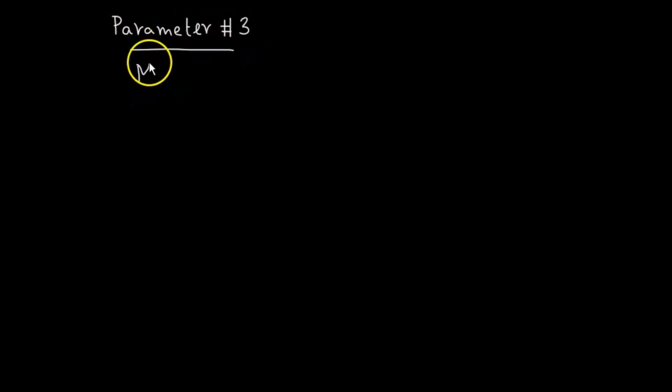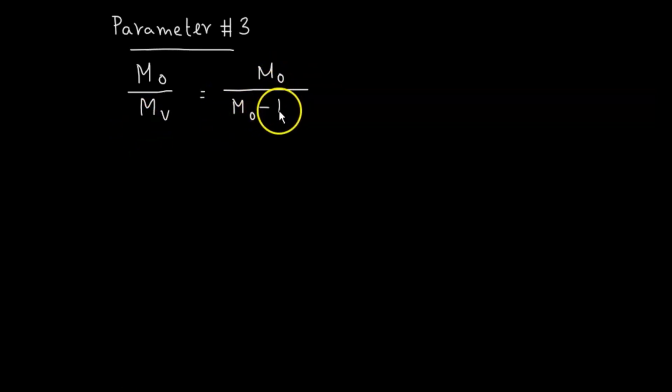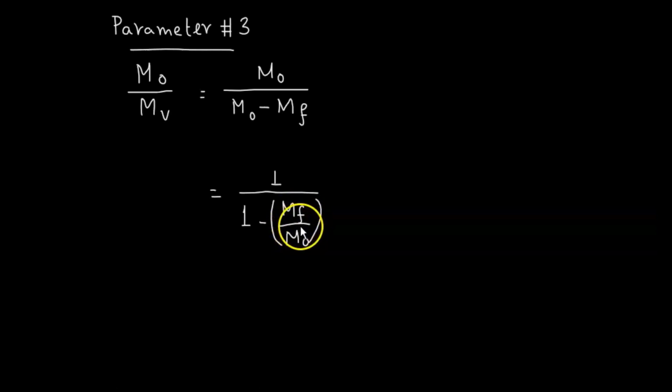Consider the ratio m0 divided by mv. That equals m0 divided by the vehicular mass, which is the total mass m0 minus the fuel mass. Now if we divide both the numerator and the denominator by m0, we have 1 divided by 1 minus the fuel mass divided by the rocket mass, and we have already defined this as the parameter beta. So we have 1 over 1 minus beta. So this is parameter number 2.